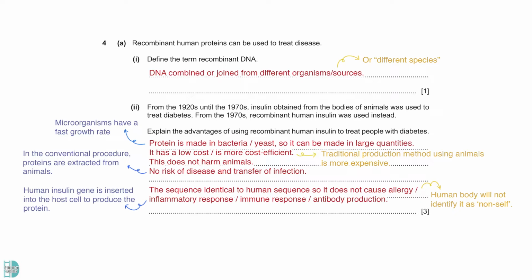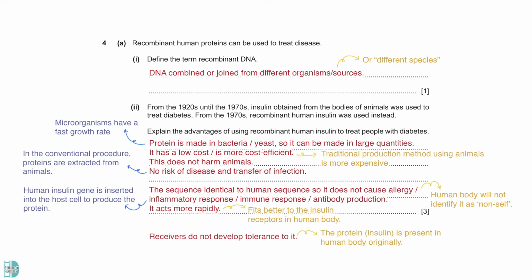Due to the identical sequence, recombinant insulin can fit better to the insulin receptors in the patient's body, so it acts more rapidly. Lastly, it is identical to insulin, which is present in the human body all the time. The receiver does not develop tolerance for it.